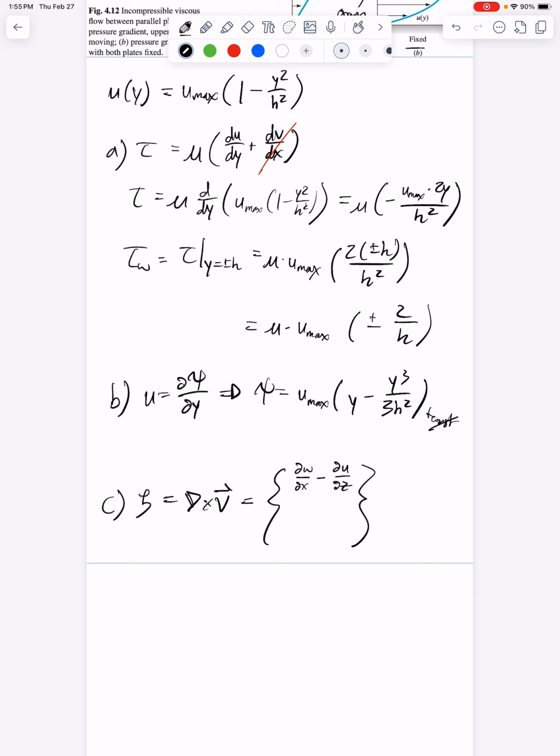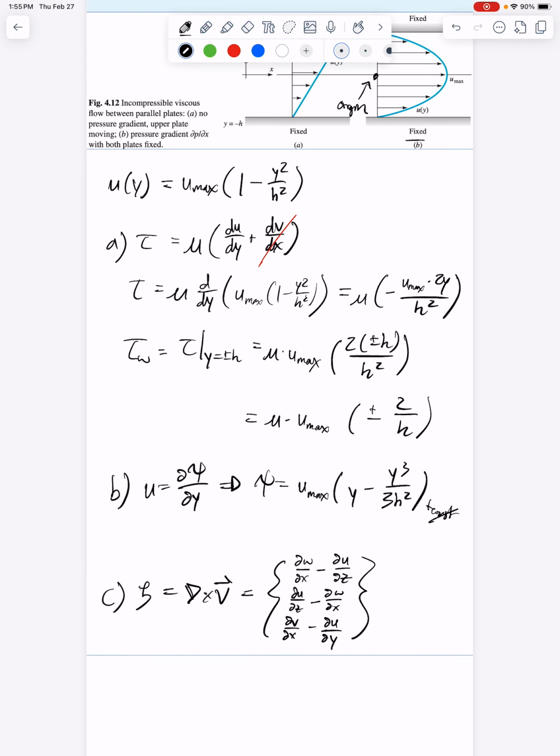Next term, it would be u with respect to z minus z with respect to x. And then the last term is this one. Once again, this is based on that cross product matrix determinant thing I was talking about back in the first problem or second problem. But you get these terms here. We're only working with u and y. There's no x, there's no v, there's no w.